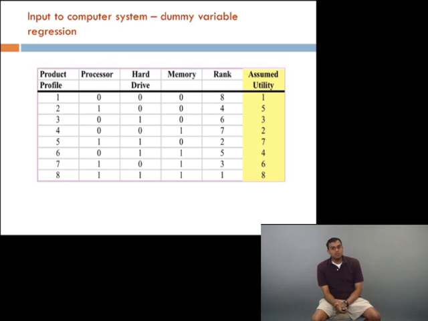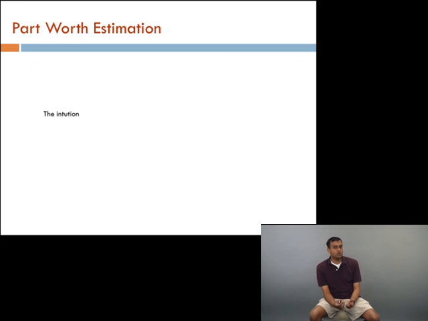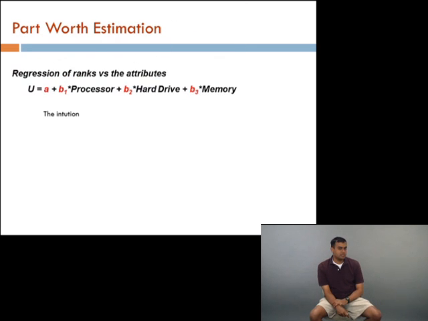So let's say, what's the second most preferred? 2.5 gigahertz, 160 GB, and 1 GB, which means that the person's held on to processor and hard drive and is unwilling to give that up, but is willing to give up memory. Which means that these two seem to be much more important to Joe as compared to memory. So that's an intuition. How does the computer get this intuition and calculate part worths?